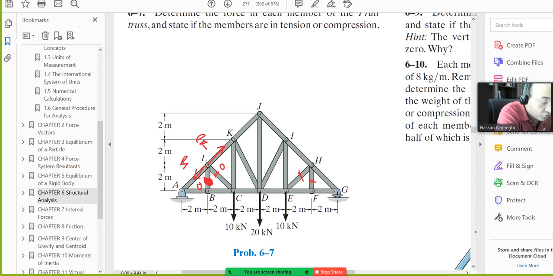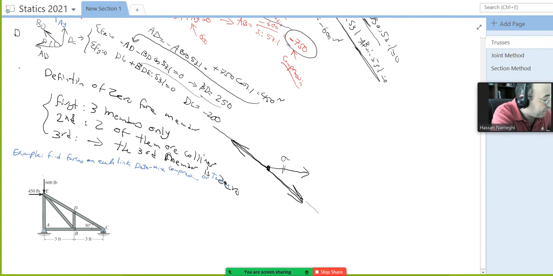No, the total is not zero. Remember that. Yeah, on this joint, because there is no force acting, again, AB and BC have forces. Those are collinear, they carry forces. The third one is zero. The third one, LB, doesn't carry any forces. Yeah, thank you for the question. We can clarify them more.